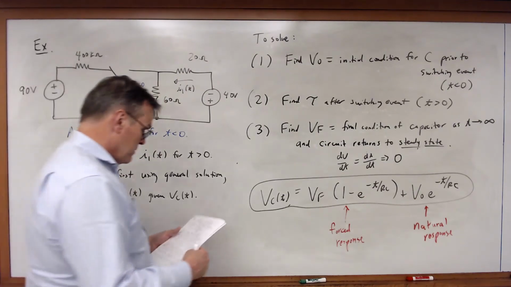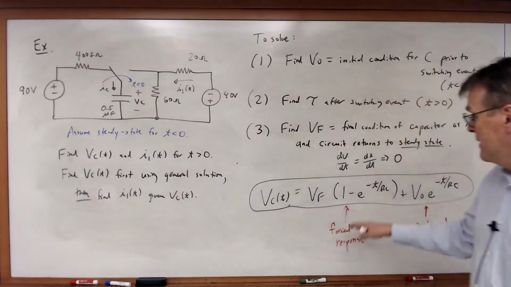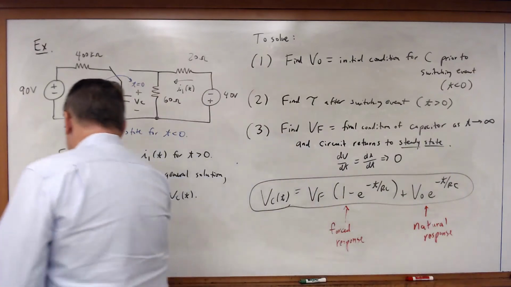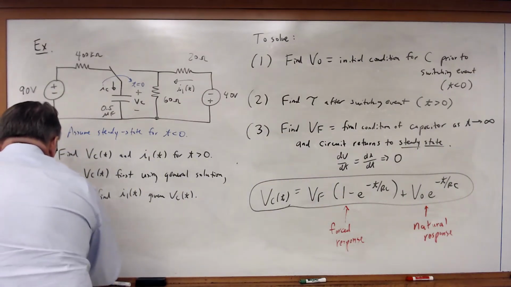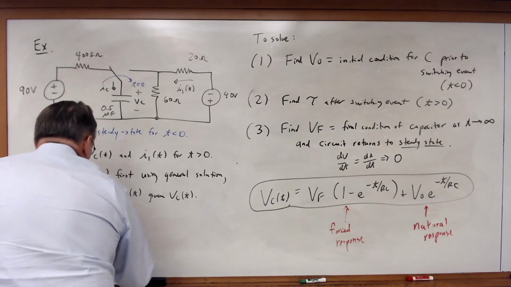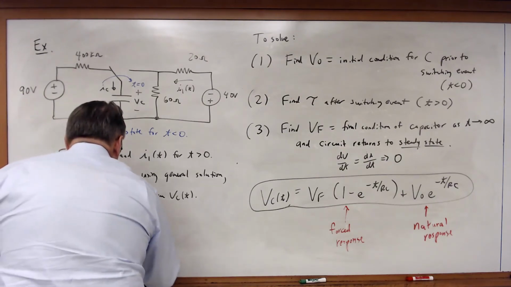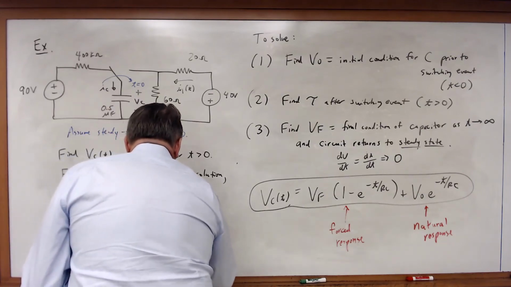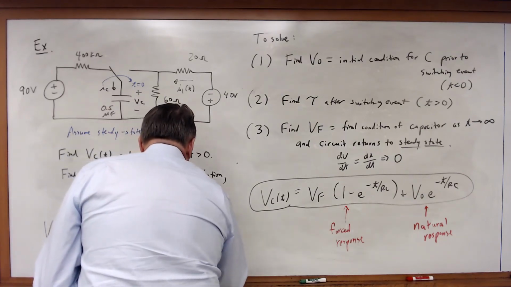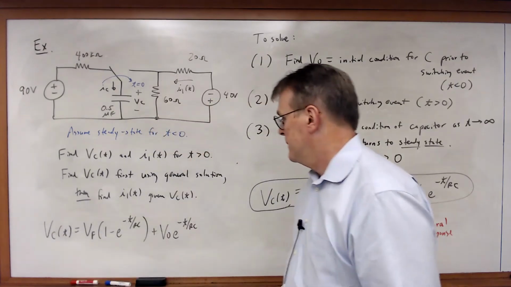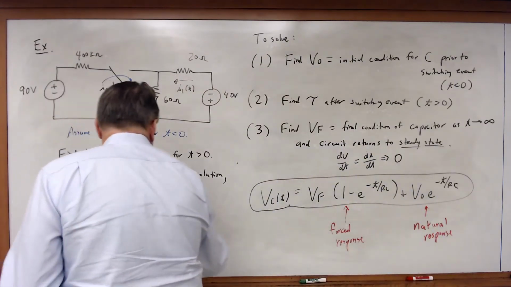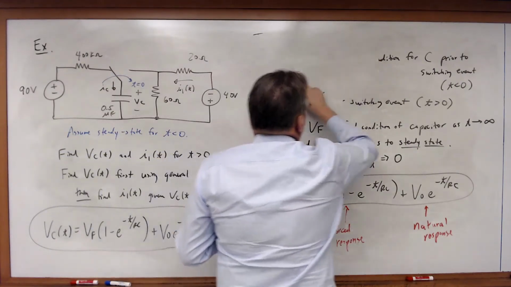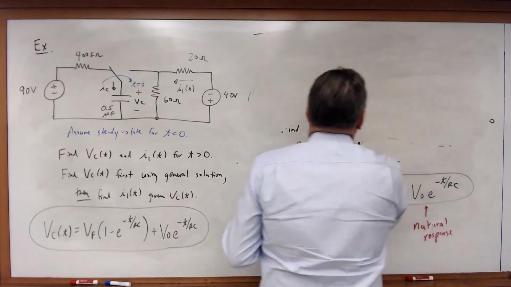So let's go ahead and work this problem and apply this equation. Let me rewrite this down here. So VC of t will be equal to VF times 1 minus e to the minus t over RC, plus V0 e to the minus t over RC. That's our general solution. And now we're going to go through and work this step by step.